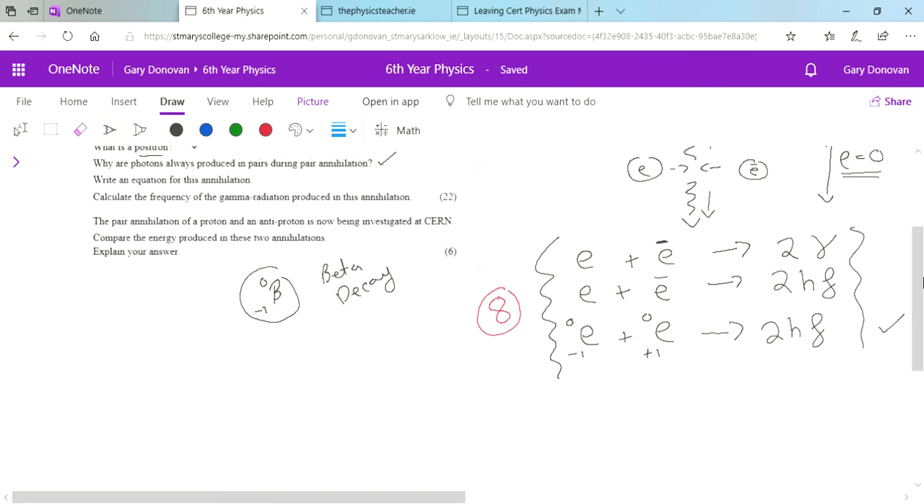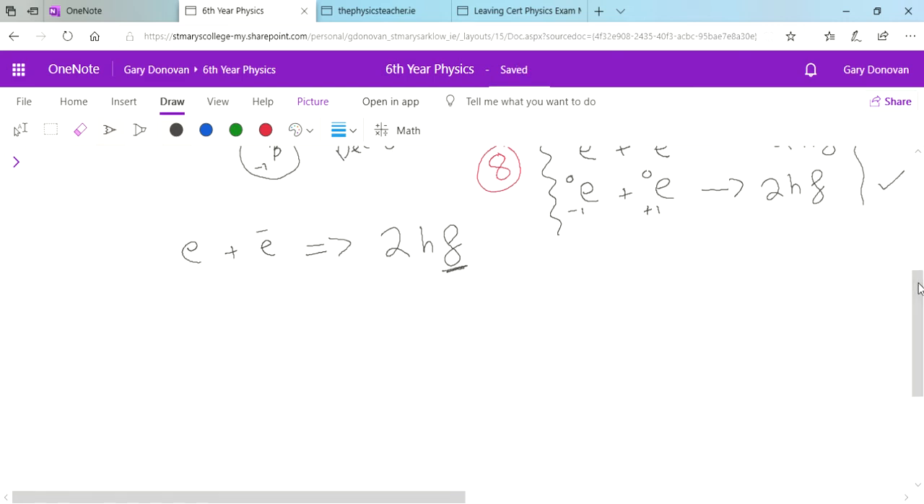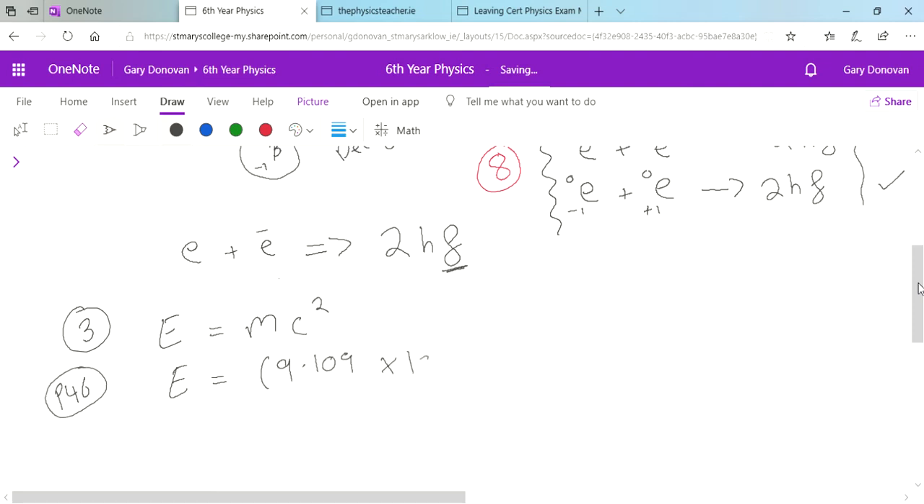Next question. Calculate the frequency of the gamma radiation produced in this annihilation. So we have an electron and an anti-electron gives us 2hf. So we're looking for f, the frequency of those photons. So we need to get the amount of energy that is converted. So we use E equals mc squared. And just writing down that gets you 3 marks. So mass of an electron is on page 46 of your tables, 9.109 times 10 to the power of minus 31, all multiplied by the speed of light squared. Now we have 2 of them, so we can multiply that by 2. Gives us an answer of 1.639 times 10 to the minus 13 joules.